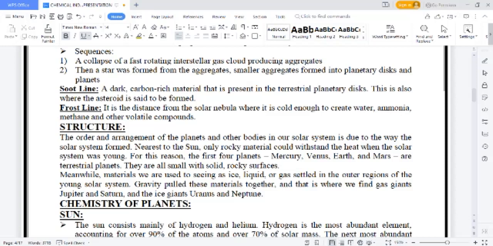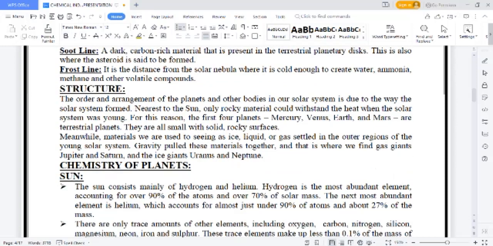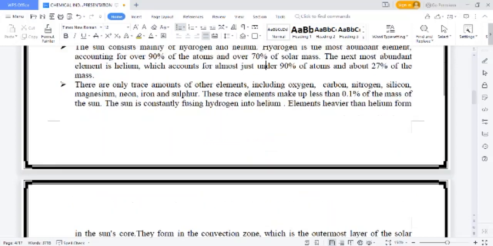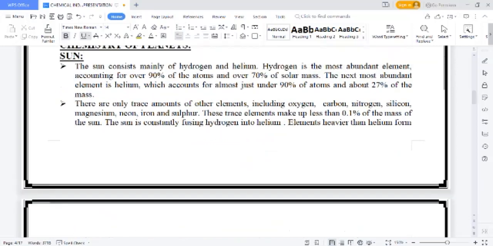Now, coming towards the chemistry of planets. First, I will talk about the sun. The sun consists mainly of hydrogen and helium, two gases, and hydrogen is the most abundant element, accounting for over 90% of the atoms and 70% of solar mass.